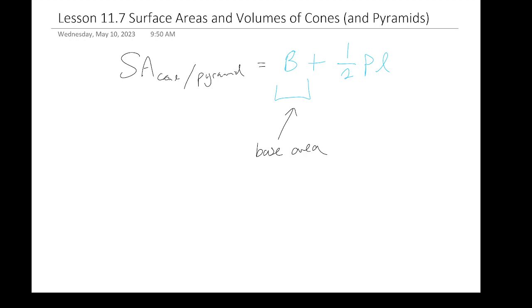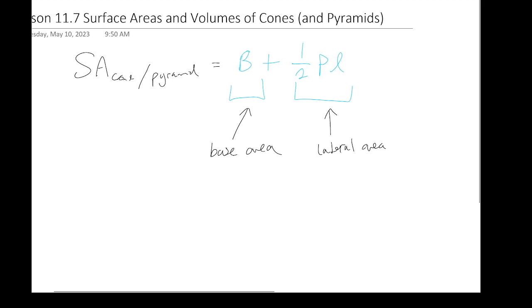This next portion is what's called the lateral area, or what you're calculating here. So this is that base that's going to be around it. Now L stands for the slant height, and I'll show you what that is and why this all works this way.